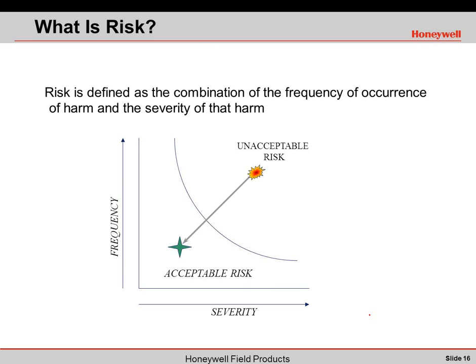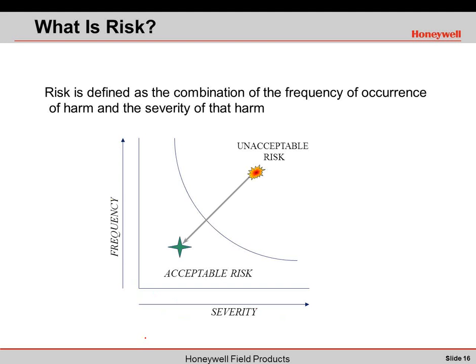So everything regarding these safety-related systems really applies to the risk involved. And what we'll see is, as we look at our systems and go through them, we're going to determine how much risk we can allow in a particular system. And risk is defined as the combination of the frequency of occurrence on the left side of the graph here and the severity of that harm.